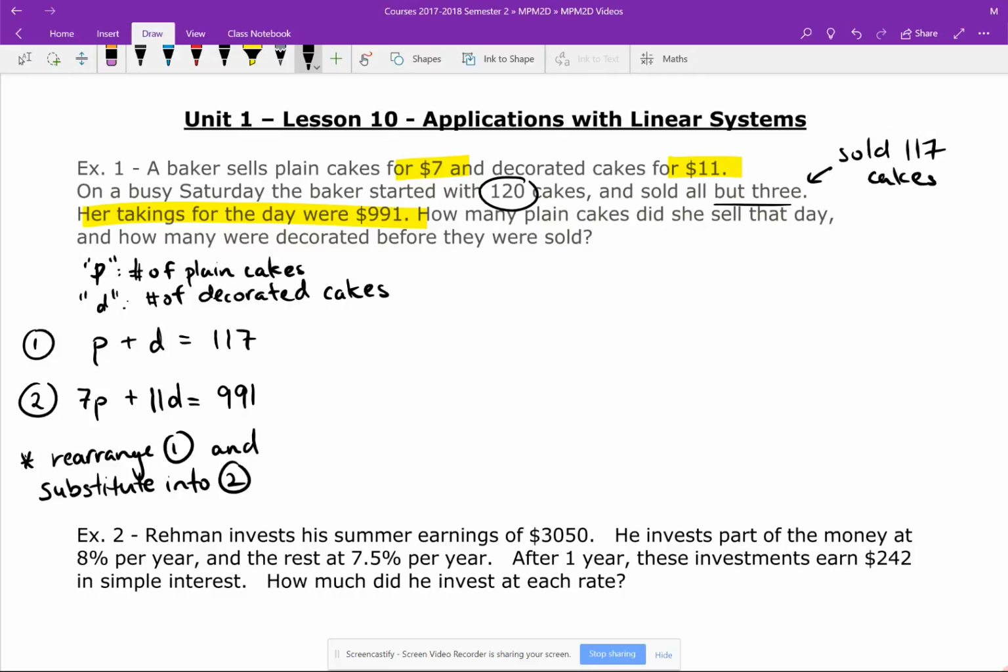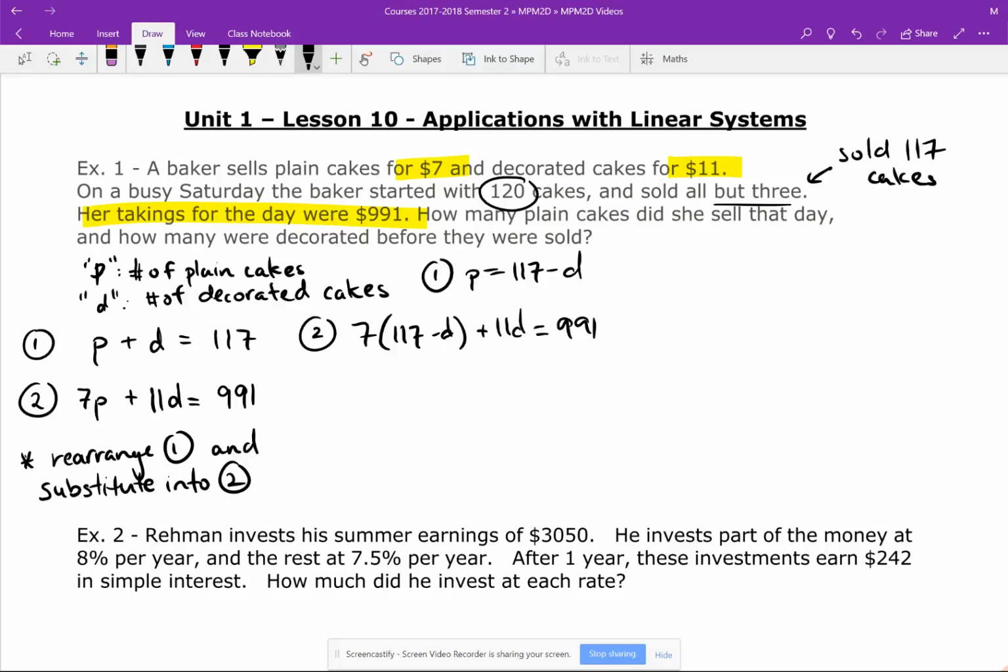Okay, so let's take equation 1, and I'm going to isolate P. So P is equal to, if I subtract D on both sides, 117 minus D. Okay, and so in equation number 2, I'll write 7 times P, and P will be substituted with 117 minus D. And then I have plus 11D equals 991. So now you can see I've eliminated the variable P, and all I'm left with is D. So that's good. Now I'm going to solve for D.